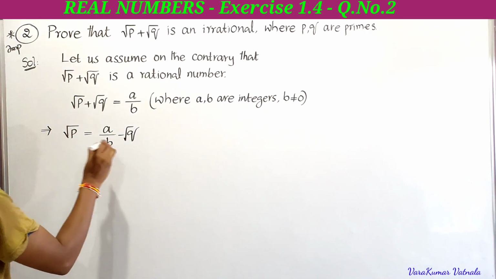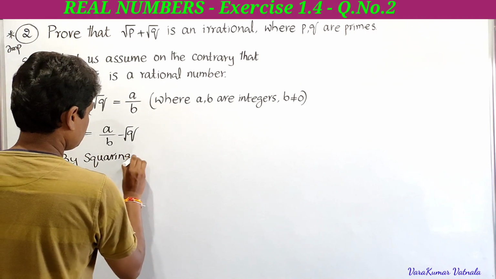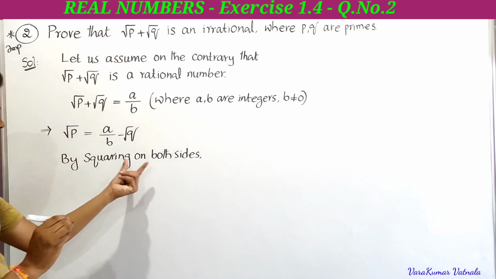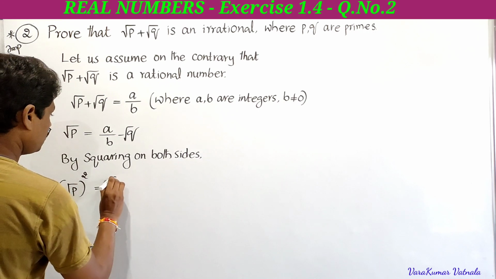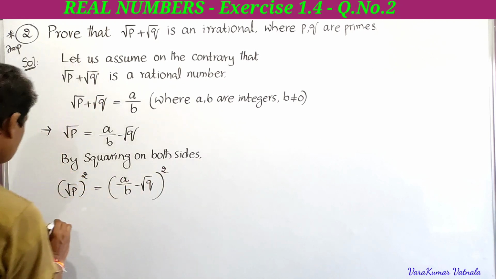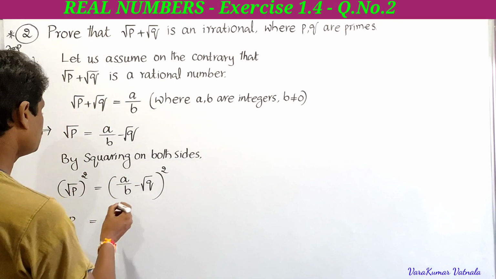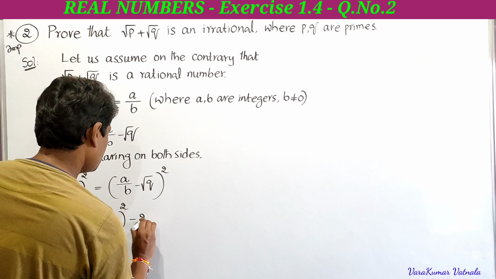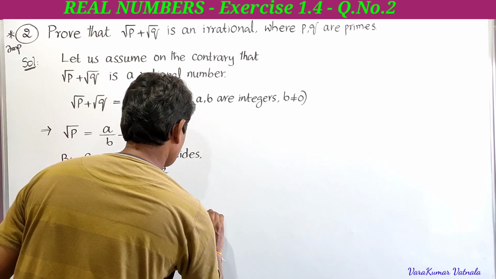A by b minus root q. So by squaring on both sides, on the left hand side we have root p. So it is root p whole square is equal to, on the right hand side we have a by b minus root q whole square. So here root p whole square we can get p is equal to, so it is in the form a minus b whole square. So here a square minus 2ab plus b square. A square is a by b whole square, minus 2ab is minus 2 into a by b into root q, plus b square is root q whole square.